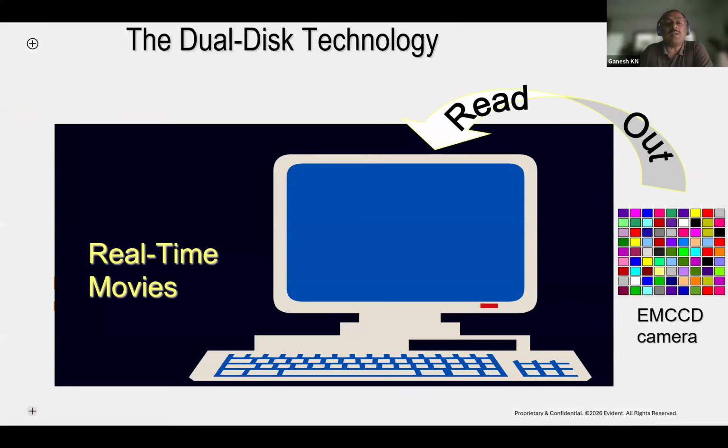With the latest technology called back-illuminated scientific CMOS camera, you can get a frame rate of up to 90 frames per second and a quantum efficiency of 95%. So sensitivity is high, frame rate is high, and these cameras are Peltier cooled to -30 degrees, so they can give excellent signal to noise.